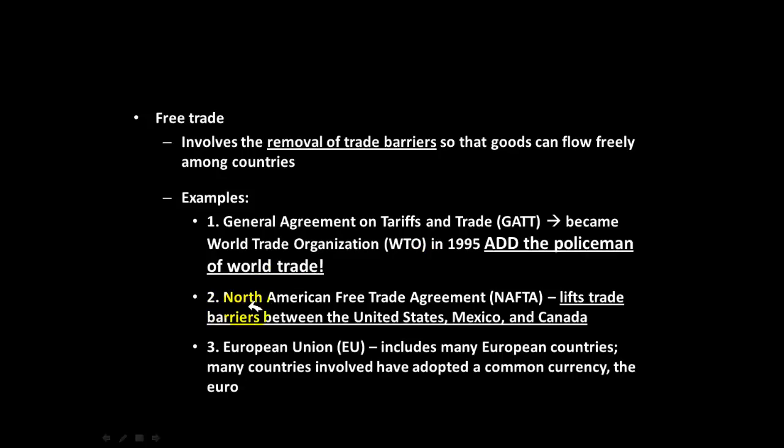Number two is NAFTA, the North American Free Trade Agreement. What it did was lift trade barriers between the United States, Mexico and Canada to make it easier for those three countries to trade with one another. And last but not least is the European Union, an economic union between many countries in Europe. They have all adopted similar trade policies, and they all use the same form of money called the euro.